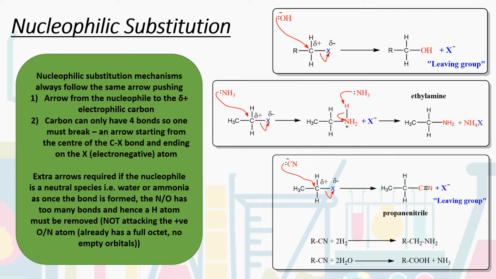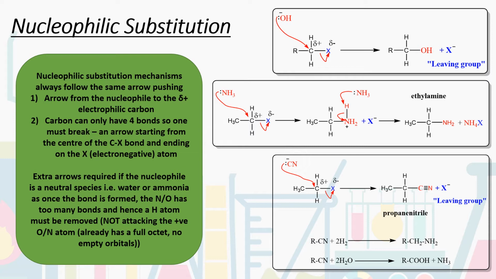So nucleophilic substitution mechanisms always follow exactly the same arrow pushing. Remember that arrows always flow from high electron density to low electron density. And so let's have a look at the top example here on the right. We have our hydroxide anion, which here I have my negative charge. I've also shown a lone pair here.